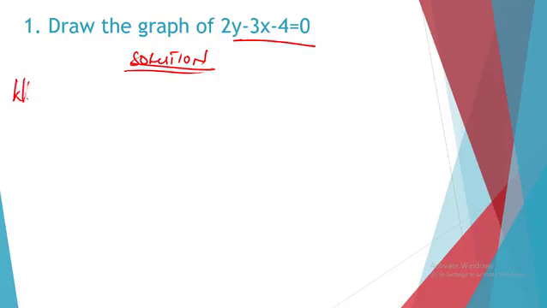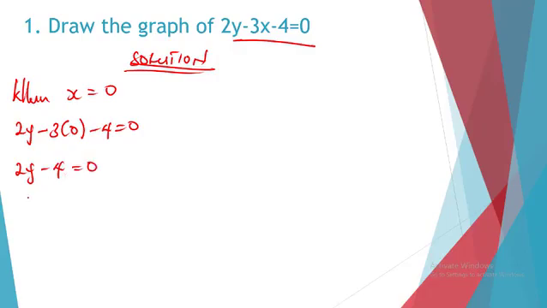So we'll start by saying when x equal to 0, what do we have? We have 2y minus 3 into 0 minus 4 equals 0. So 2y minus 3 times 0 is 0, minus 4 equal to 0. So 2y is equal to 4, and then y is equal to 4 over 2, which is 2. So the value of y is 2. Now when x is 0, y is 2.